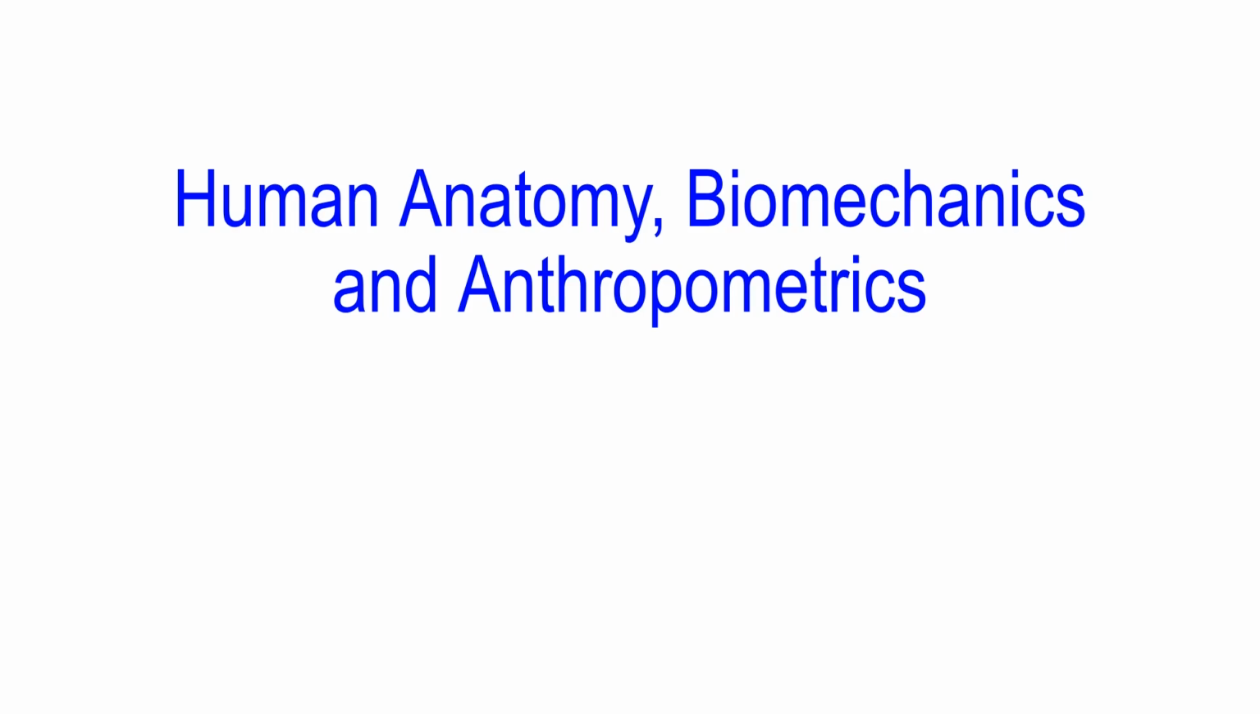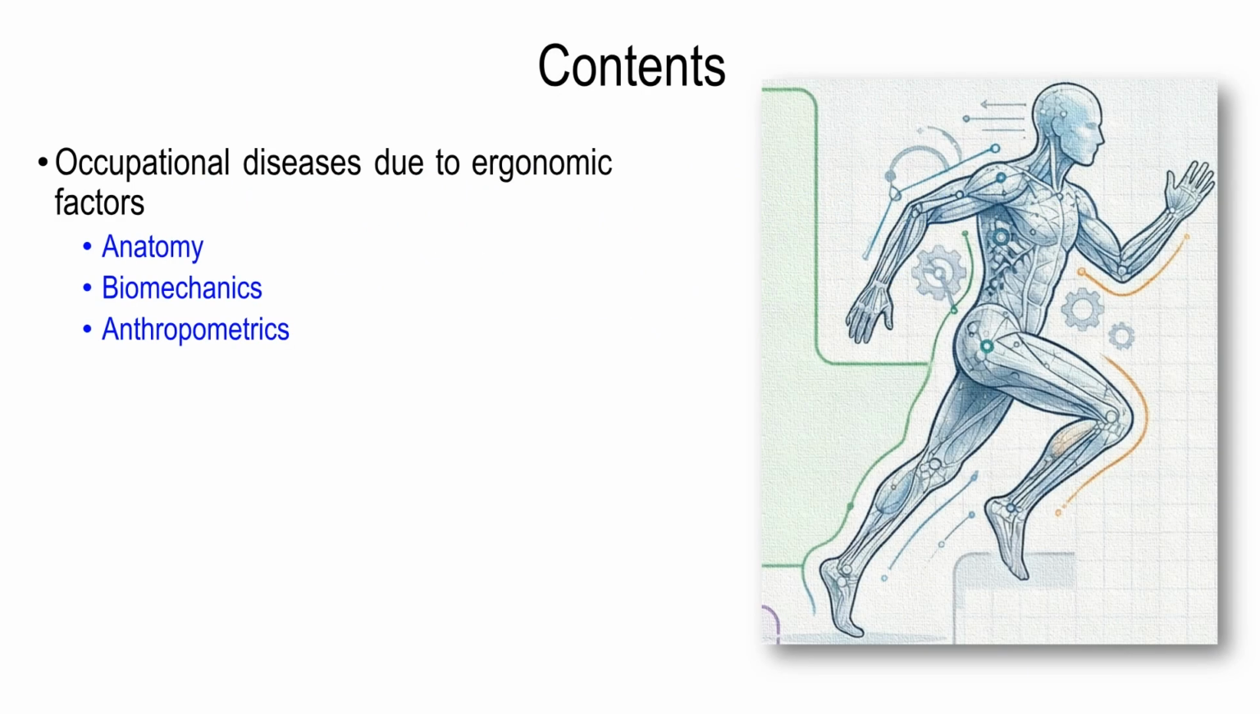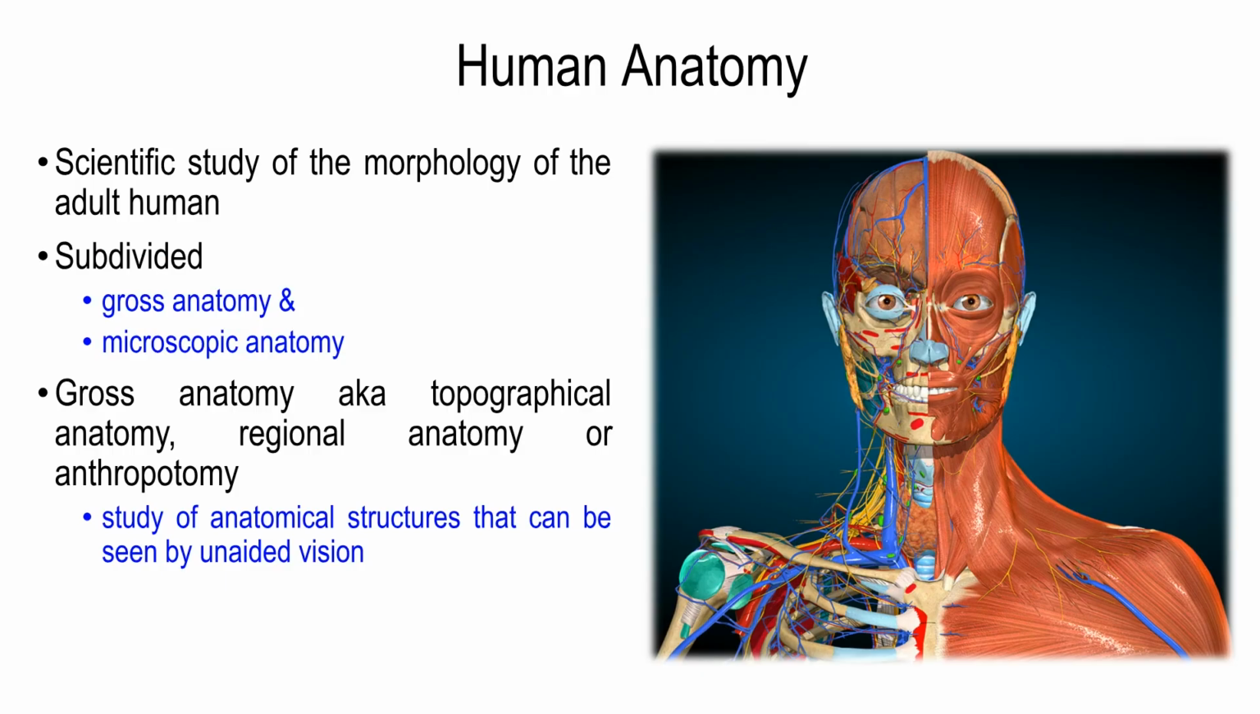Welcome to this video on human anatomy, biomechanics, and anthropometrics within the scope of ergonomics and occupational psychology. We will cover occupational diseases related to ergonomic factors, focusing on the basics of anatomy, biomechanics, and anthropometrics. Human anatomy is the scientific study of the morphology of the adult human. It is subdivided into gross anatomy and microscopic anatomy.